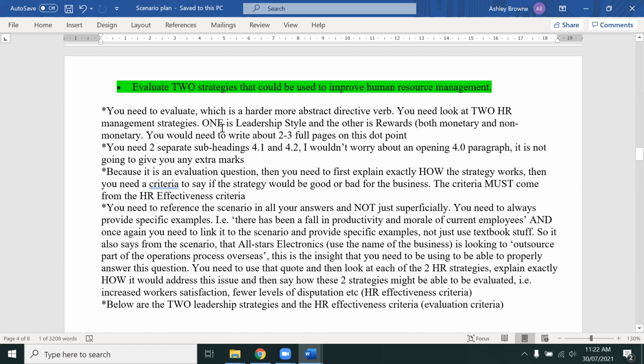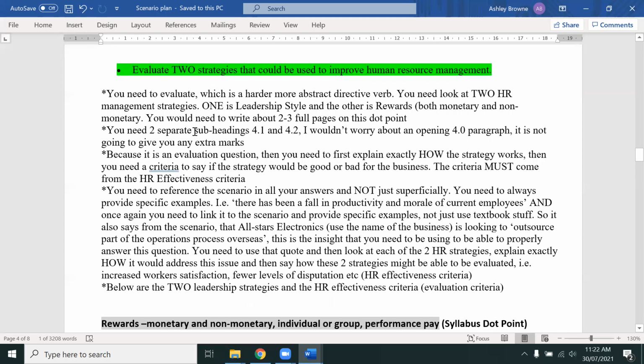Yeah. All right. So to evaluate, which is a more difficult abstract directive verb, and get to know your verbs, you need to look at 2 HR management strategies. So one I've chosen is leadership style, and the other one I've chosen is rewards, and particularly the non-monetary rewards. You can mention this, but more non-monetary rewards. All right. Now, you need 2 separate subheadings, 4.1, 4.2. I'd be more inclined to do a 4.0 for this, which is an overview of what you're going to talk about for about 5 lines, than for the previous one because it's an evaluate question.